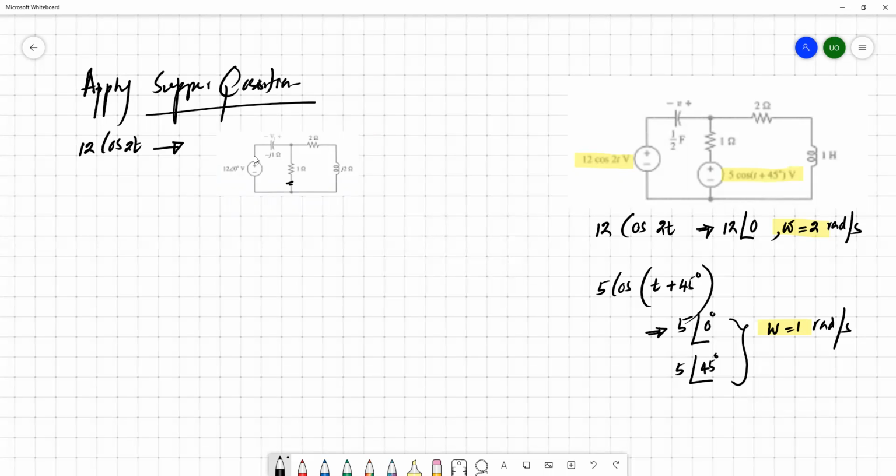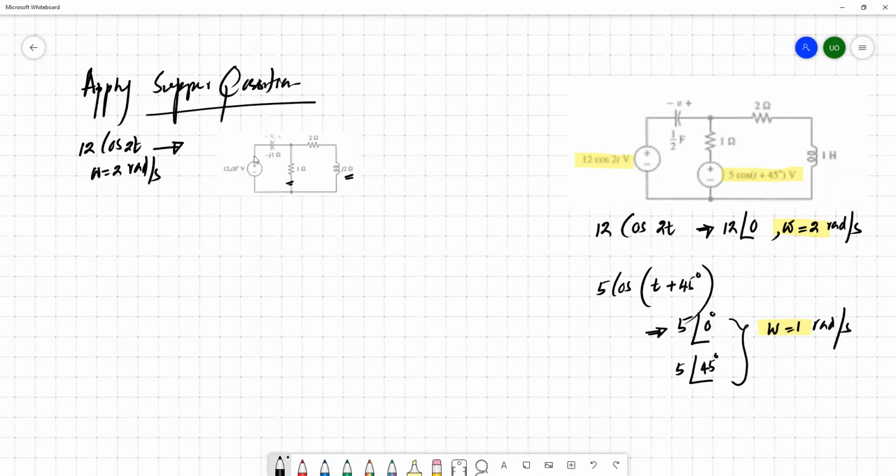Then you can convert the inductors and capacitors to their corresponding impedances by assuming that omega equals 2 radians per second. Here we have 1/2 farad. Once you convert into impedance with omega equals 2, it's -j1. Here you have 1 henry. If you convert it to impedance, it becomes 2j. Then you can analyze this circuit and evaluate the voltage V1.